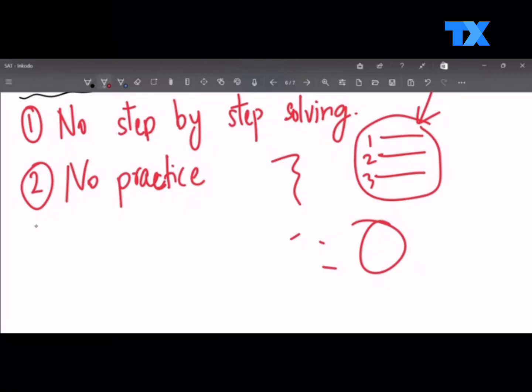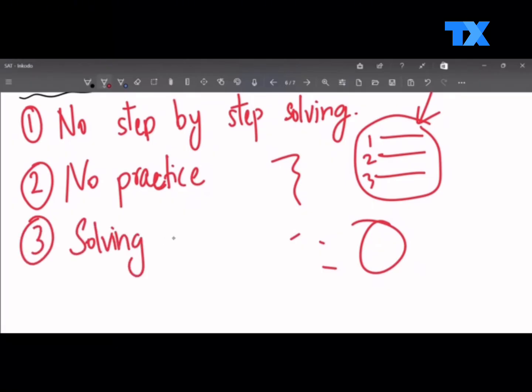Another mistake, no practice, which I explained previously. You need to practice a lot. Never think that if you grasp a concept at once, it's going to stay in your mind. It might stay in your mind, that's a good thing, but most of the time it does not. So make sure you practice, practice, until you see the question and the solution pops in your mind.